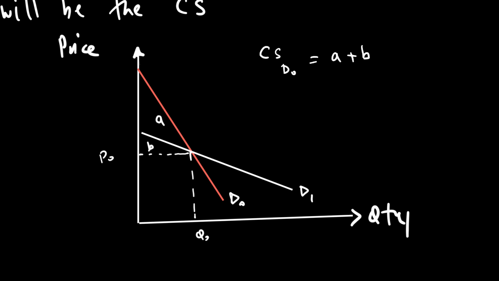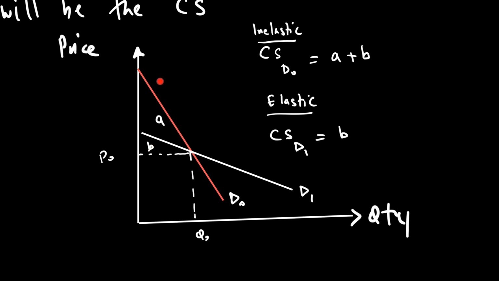And this is basically when the demand is inelastic. But when the demand becomes elastic, consumer surplus will be for D1 B only. So what we can say here is this, that when your demand is inelastic, consumer surplus will be higher, like A plus B.